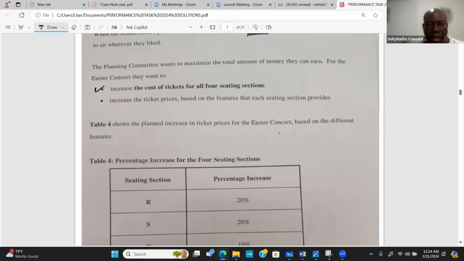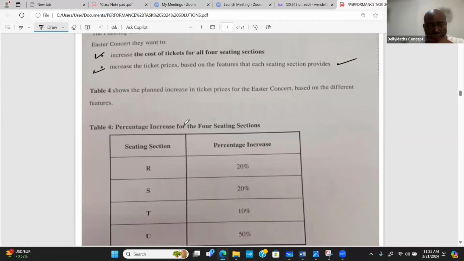So this is what they're going to do. They're going to increase the cost of the tickets for all 4 seating sections. Increase the ticket price based on the features that each section would have provided. So they're going to increase the tickets overall, and based on where you're seated and the features you're able to have, then you'll pay more. That's what they're saying here. All right, so let's keep going.